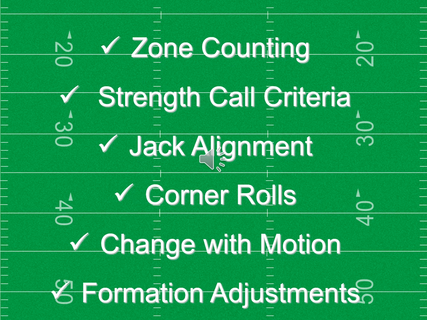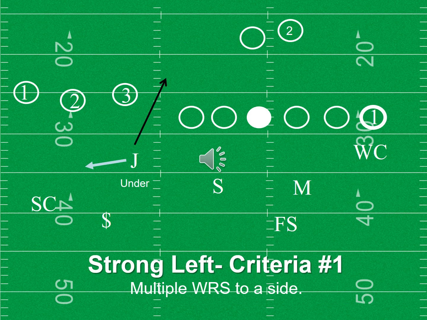On Thursday, we went through how to do the following: zone counting receivers, strength call criteria, what our jack alignment rules are, corner roll rules, how we're going to change with motion, and potential formation adjustments. This picture has a lot in it.